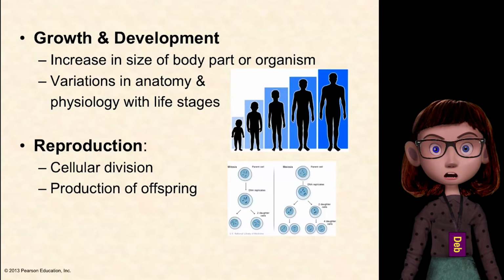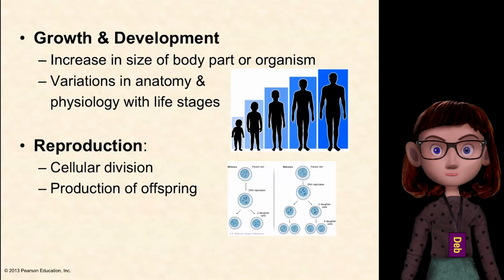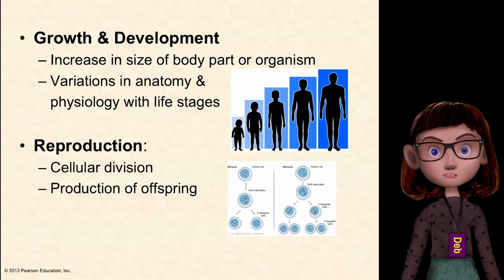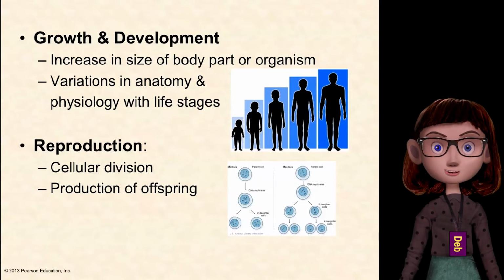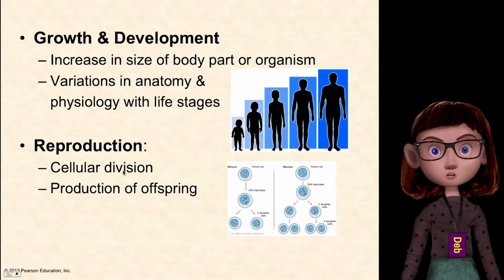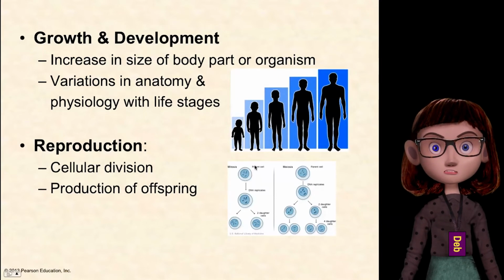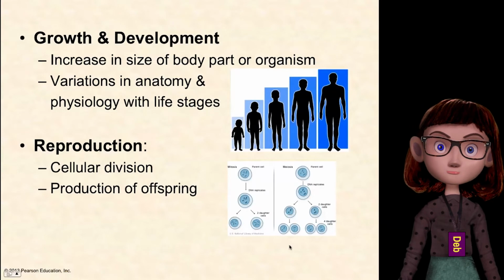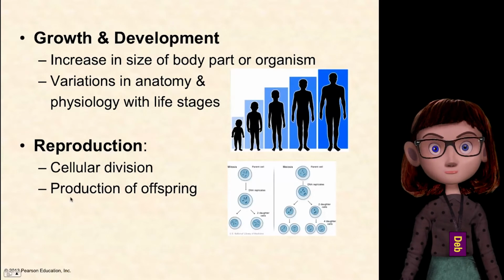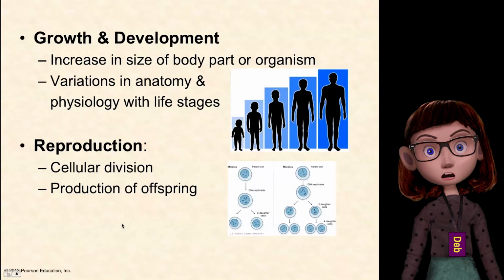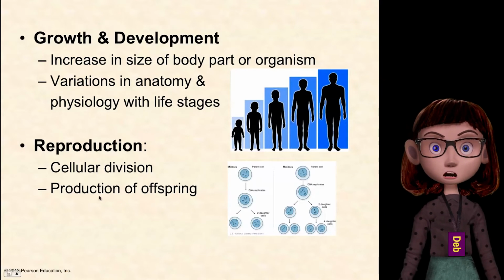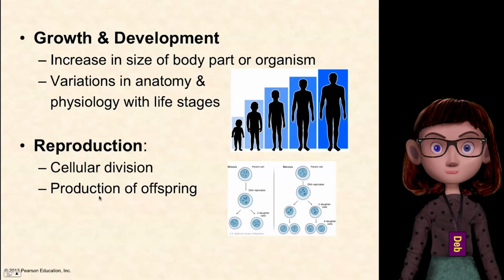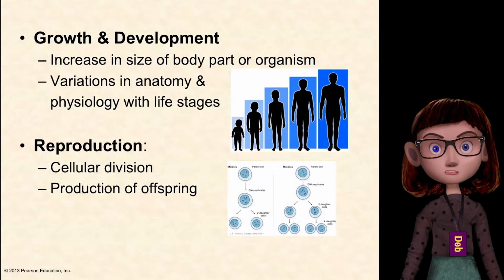Growth and development. This is an increase in the size of a body part or the organism. There are variations in anatomy and physiology throughout the life stages. Reproduction, of course, includes cellular division, and we have both mitosis and meiosis, which you learned about in Fundamentals of Biology. And we'll be talking about these later when we get to the reproductive system. And the other part of reproduction would be how we produce offspring. We will also get to that with the study of the human reproductive systems.